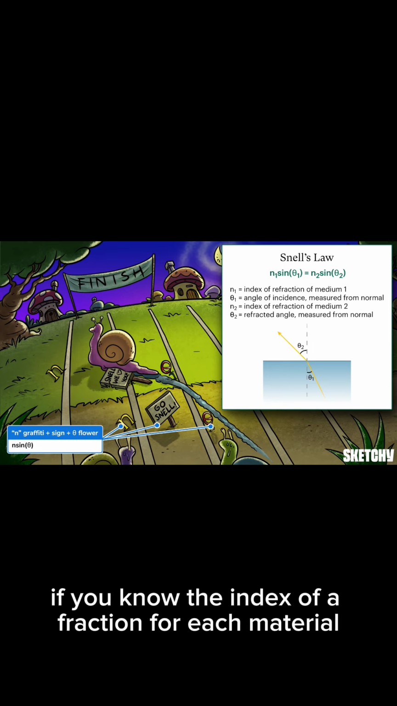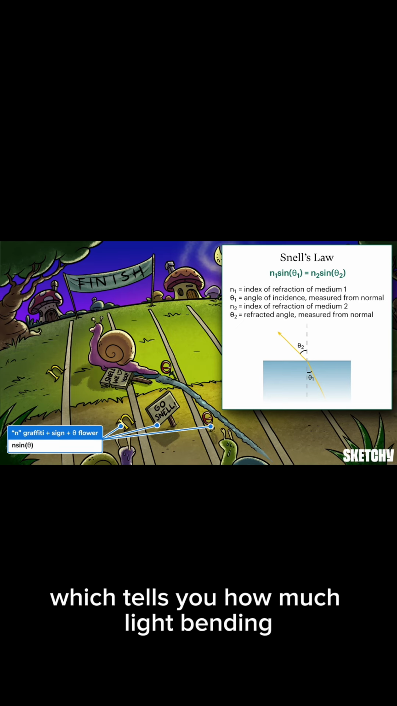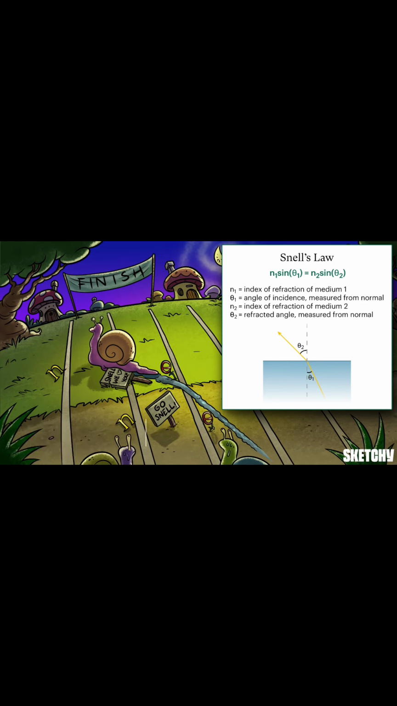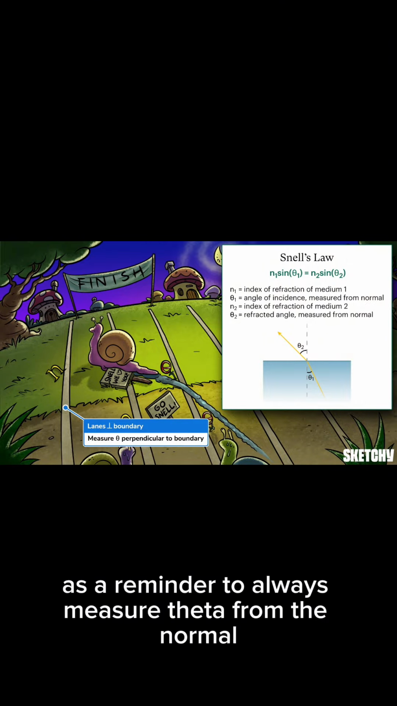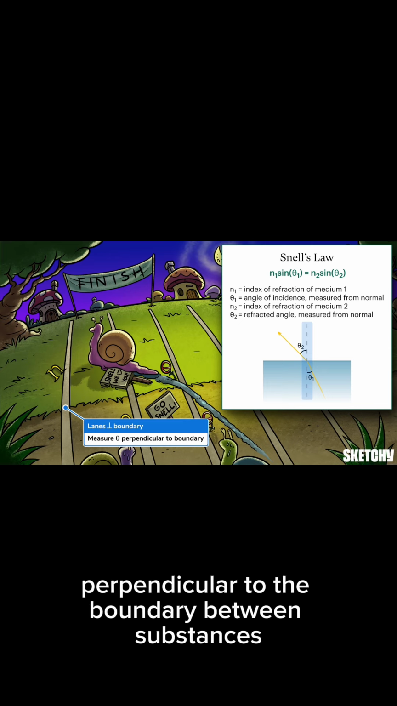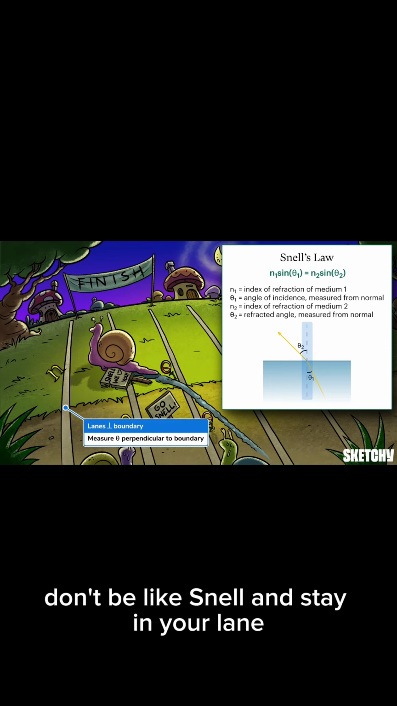With this equation, if you know the index of refraction for each material, you can measure theta1 and then solve for theta2, which tells you how much light-bending refraction should occur. As a quick aside, these track lanes run perpendicular to the grass-dirt boundary as a reminder to always measure theta from the normal, which is the imaginary line perpendicular to the boundary between substances. So when it comes to finding theta, don't be like Snell and stay in your lane.